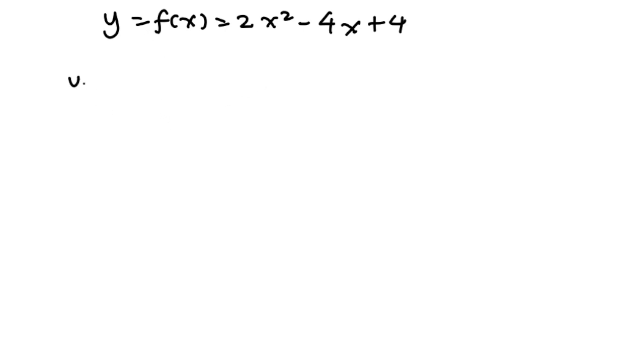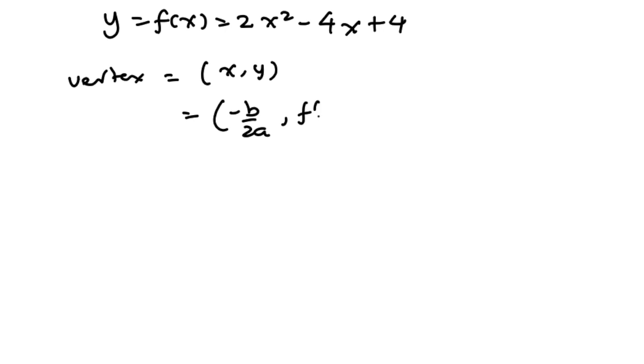We know that the vertex formula is basically (x, y), specifically with the formula (-b/2a, f(-b/2a)). So for this case, we need to recognize what is a, what is b, what is c. So a in this case is 2, b in this case is minus 4, and c in this case is 4. So it makes our life easier when it comes to calculation.